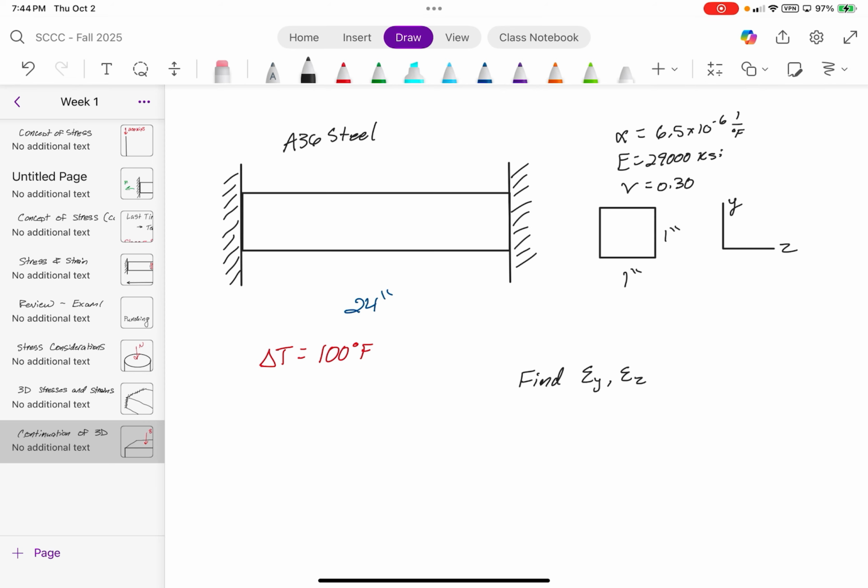Is it supposed to be no force here or what? It's restrained on both sides and subjected to a temperature increase. What does that tell you? It's going to be pushing against the wall, which is going to generate what?